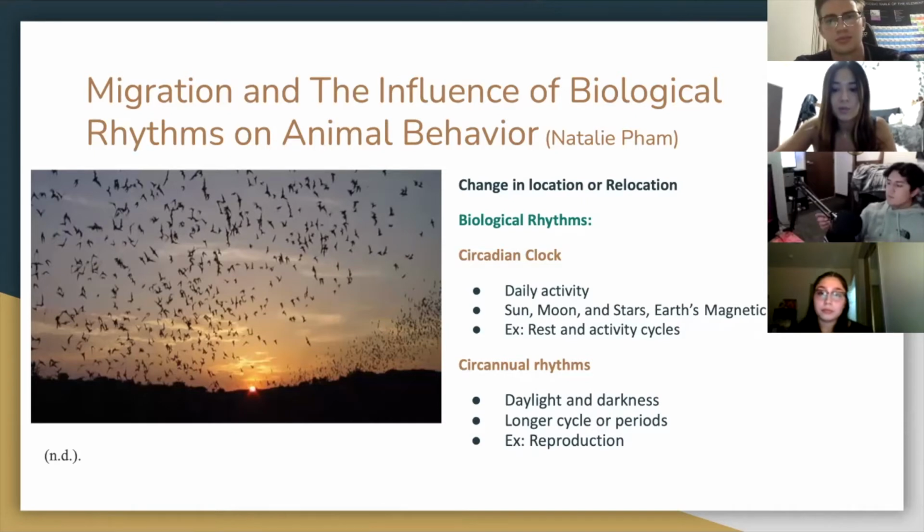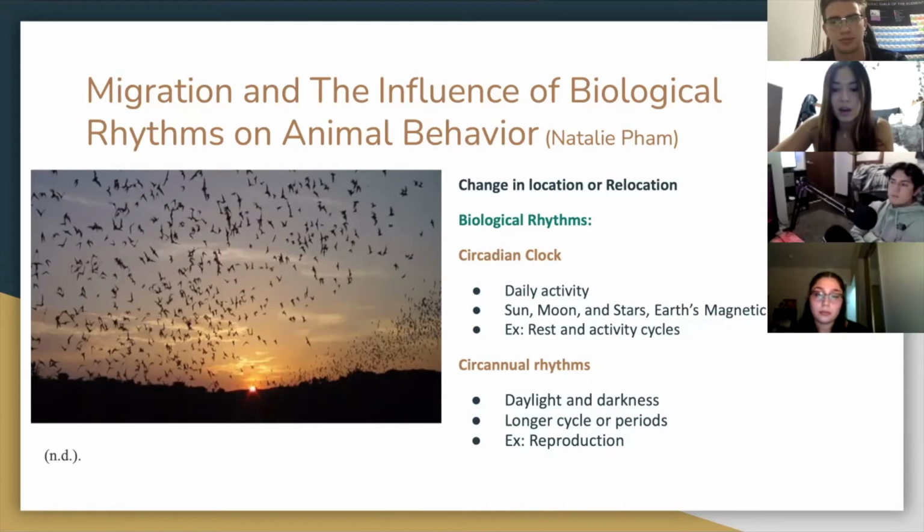An example could be nocturnal animals using the North Star to navigate their positioning, where other animals can use the sun, moon, or Earth's magnetic field as needed during daytime or nighttime, depending on when they're most active.